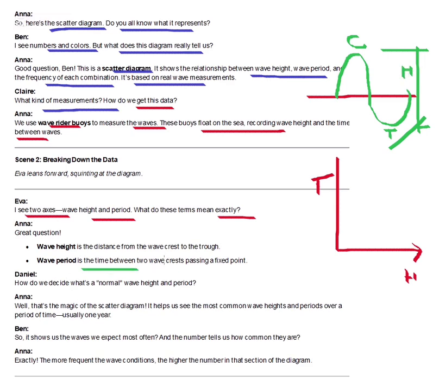Wave period is the time between two wave crests passing a fixed point. How much time it takes to complete one cycle. That's the time period.